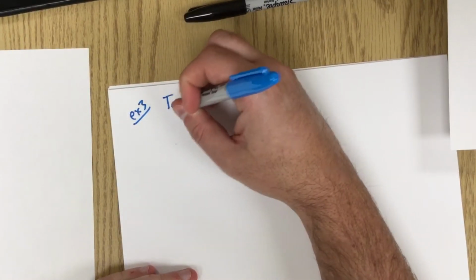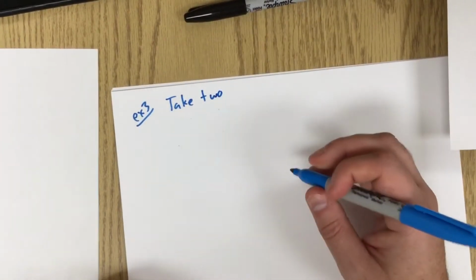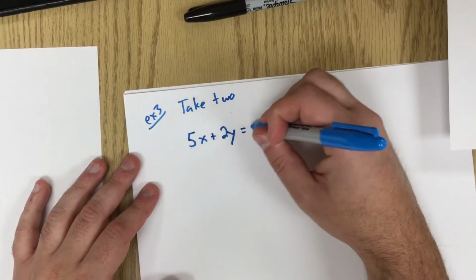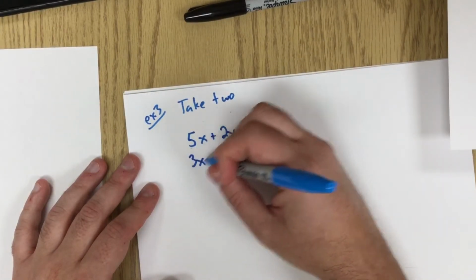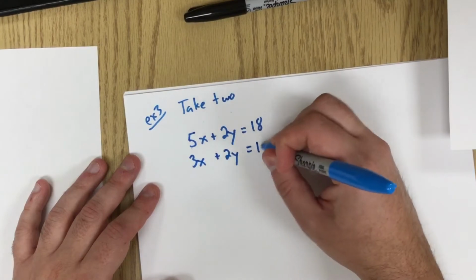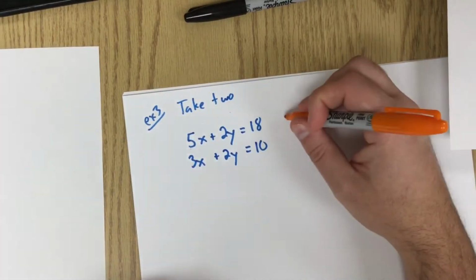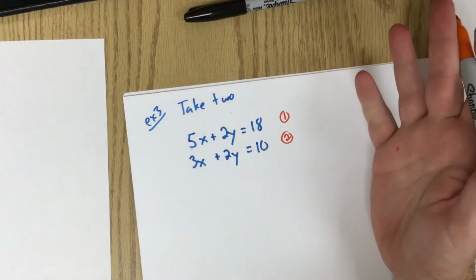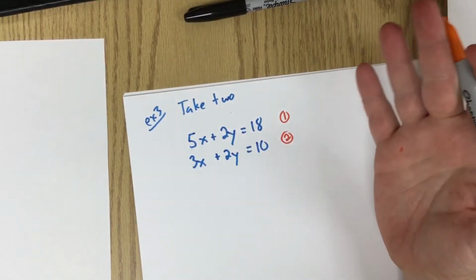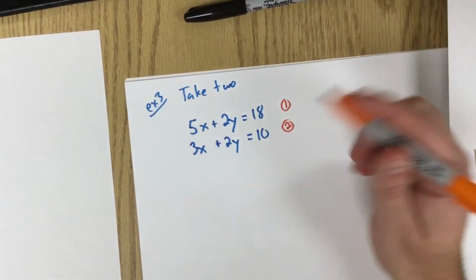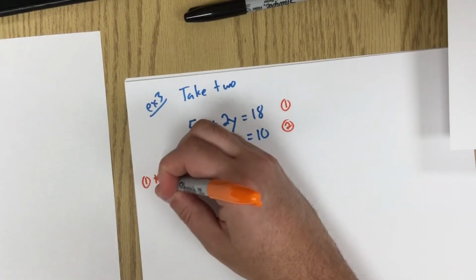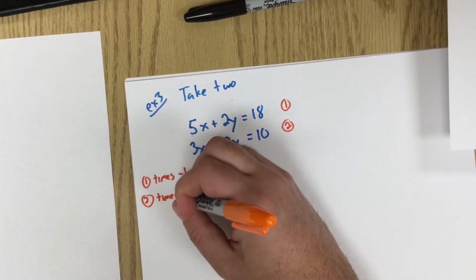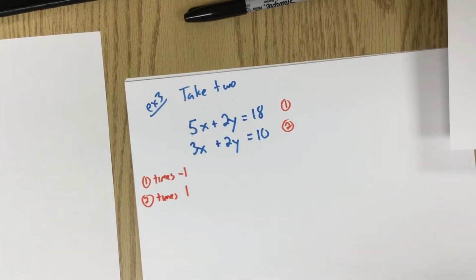So example 3, take 2. And 3x plus 2y equals 10. So what we could do here is we can multiply one of these equations by -1, and that would make the signs opposite, and then we're going to be able to add up to 0, which is going to cause elimination. So I'm going to go 1 times, and I could do the first one or the second one, it doesn't really matter which. I'm just going to multiply it by 1, so I'm not actually going to change anything.